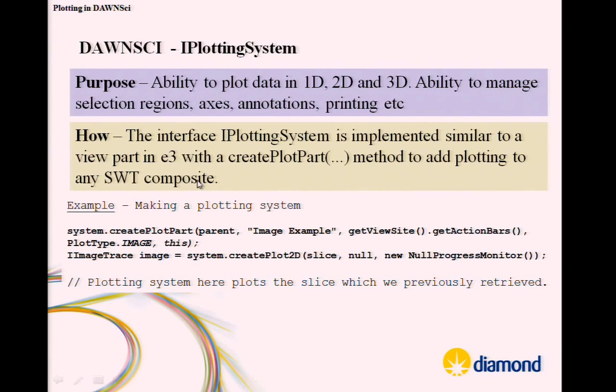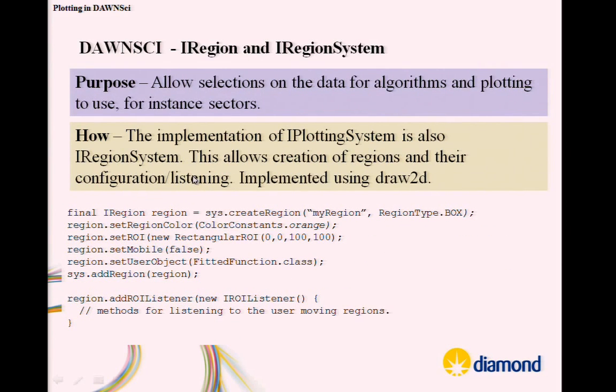Yeah, that's the plotting system. And the regions are a similar thing. So on the plotting system here, I've called it sys. You create a region, and then you say what its color should be. You say what its coordinates are. You set whether the user can move it around. And you can give it user objects actually, because sometimes you need to give clues as to what maths you want to do with a given region, and then you could add it.